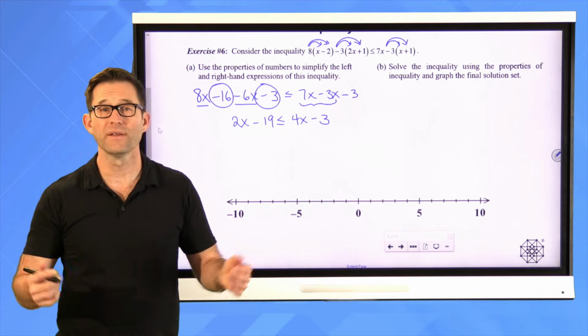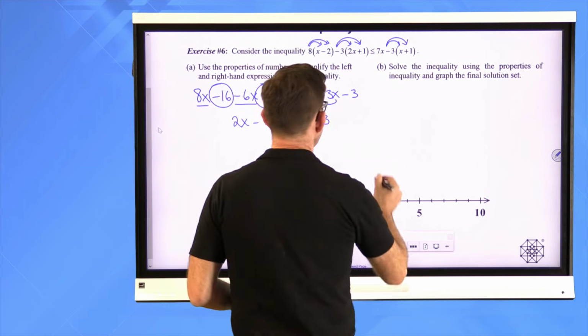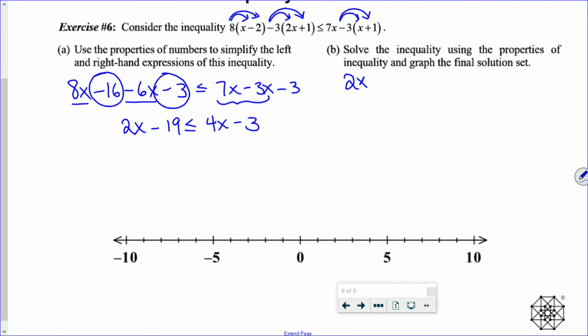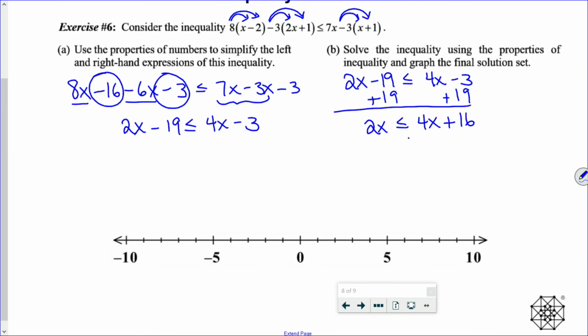All right, well, let's do it. Let me rewrite it right up here. 2x minus 19 is less than or equal to 4x minus 3. I think I'm going to add a 19 to both sides. Okay, nothing wrong there. It's going to give me 2x is less than or equal to 4x plus 16. I'm going to subtract a 4x from both sides. Again, I don't do anything about switching the inequality symbol. I'll get negative 2x is less than or equal to 16.